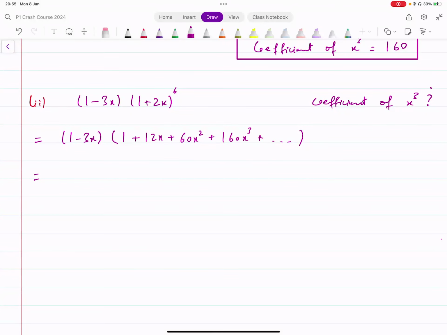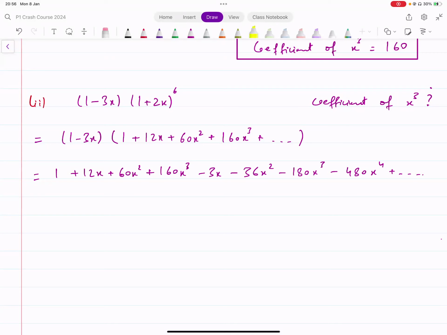Multiply 1 with 1. Okay, let's do that. 1 into 1, then 1 plus 12x plus 60x squared plus 160x cubed. So we have multiplied 1 with everything here, and then multiply minus 3x with everything. That gives you minus 3x minus 36x squared minus 180x cubed minus 480x raised to power 4, and so on. What were we looking for? We were looking for the coefficient of x cubed.